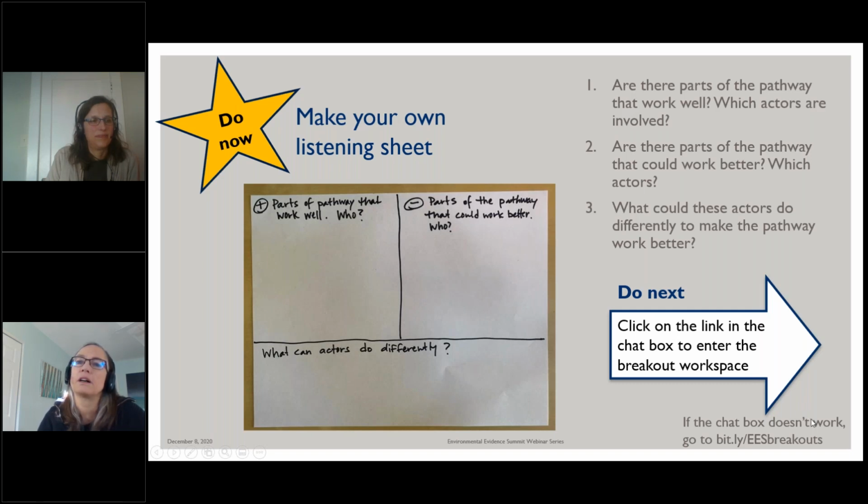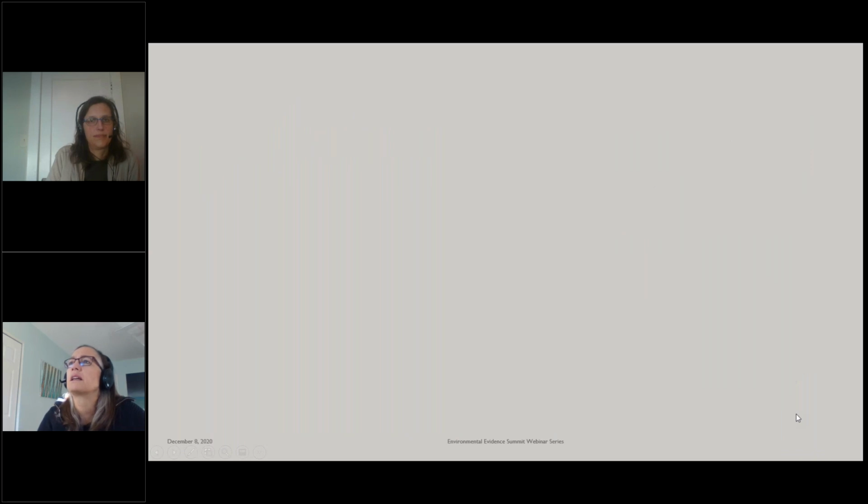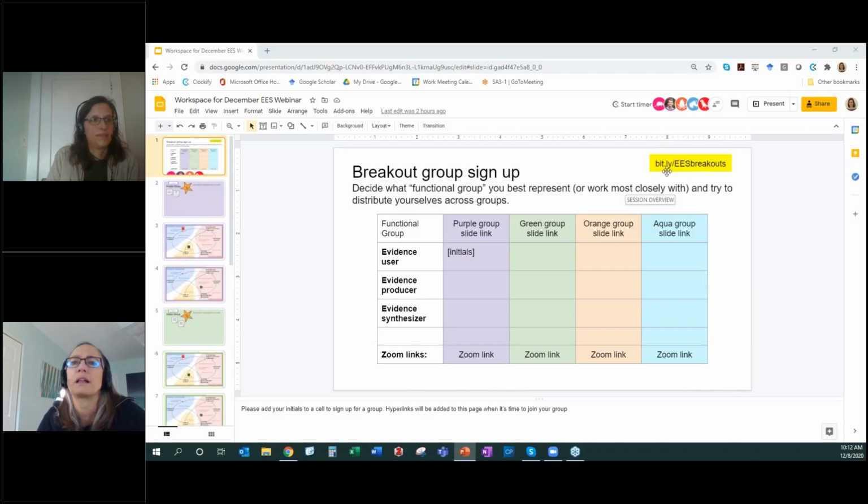And we also want you to click on the link in the chat box right now. There we go. And you're going to enter a breakout workspace. If the link in the chat box isn't working for you, you can go to a bit.ly link that's shown. There it is on the top in the highlighted section there. So you should go to these Google slides here. This is our workspace for the breakout rooms, and we want you to sign up for a breakout session. And first you'll decide what functional group you best represent or work most closely with. And then we want you to try to distribute yourself across these different breakout sessions.